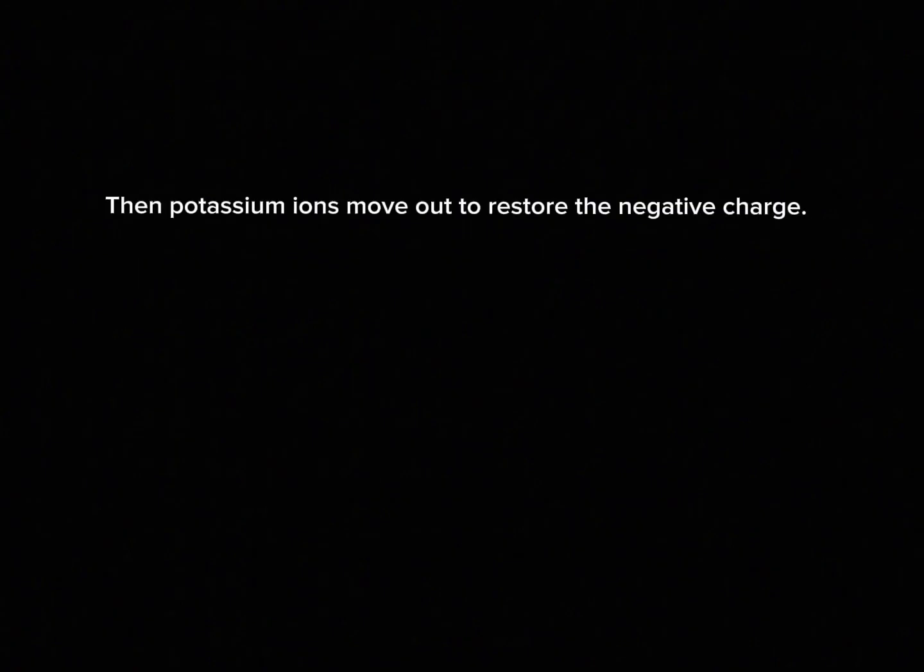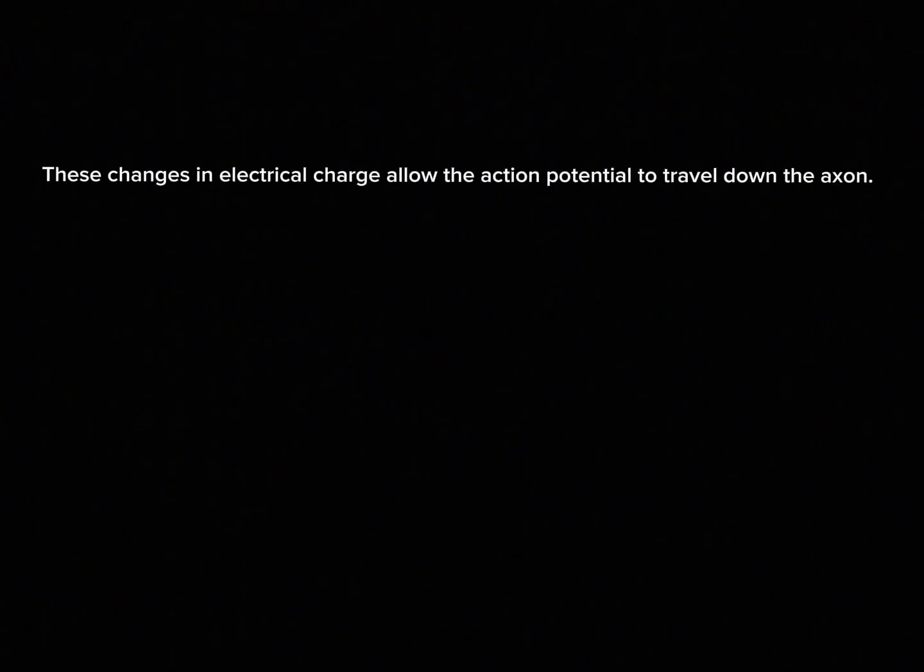This process follows the all or none principle. That means the neuron either fires completely or it does not fire at all. There are no partial action potentials. Inside the neuron, sodium ions move into the cell, making the inside more positive. Then potassium ions move out to restore the negative charge. These changes in electrical charge allow the action potential to travel down the axon.